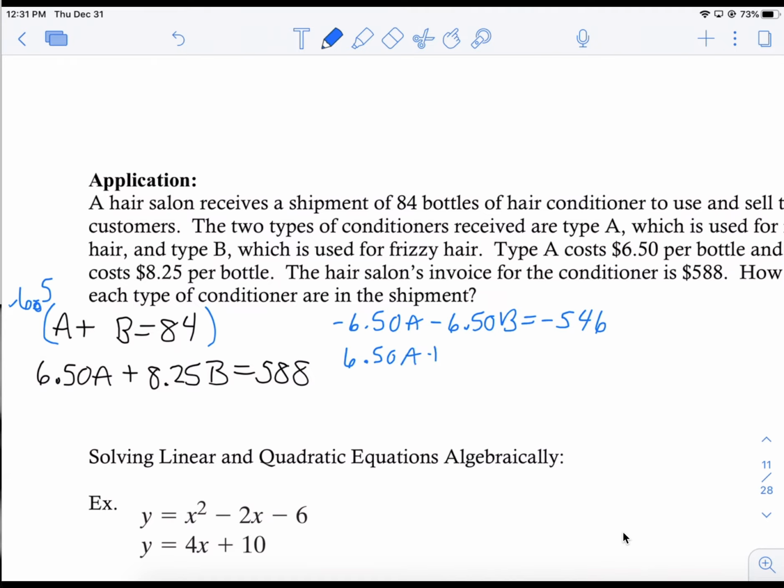6.50A plus 8.25B equals 588. Remember, if I'm going too fast, you can always pause it, copy it down, or listen to it again. All right, we have forced the A's to cancel. So now what I'm going to do is add up what's left.